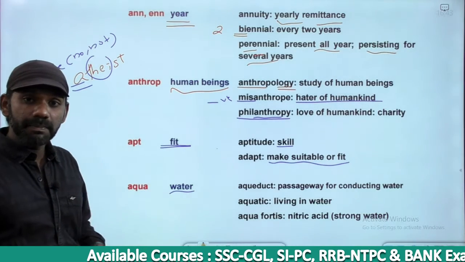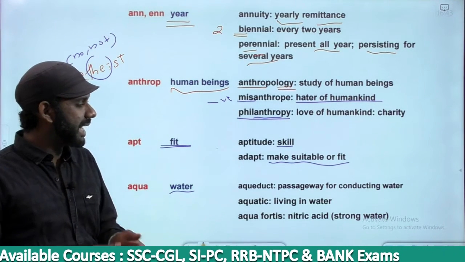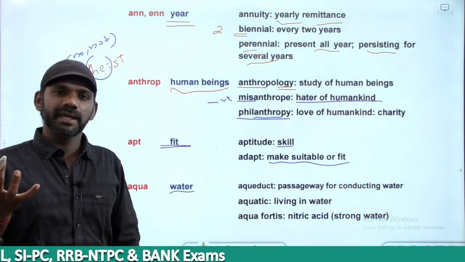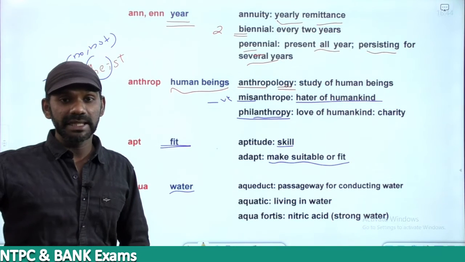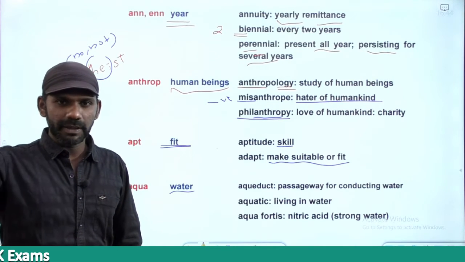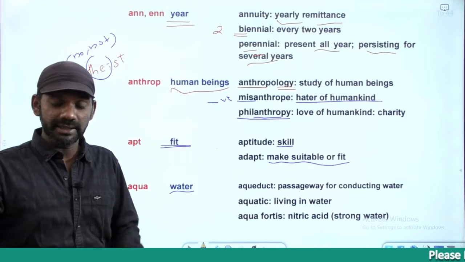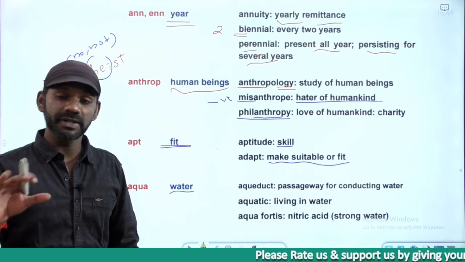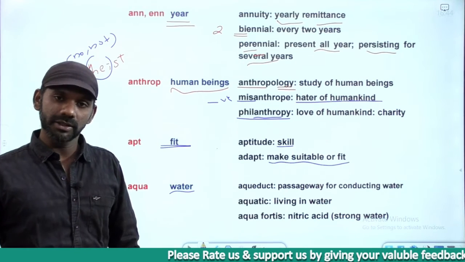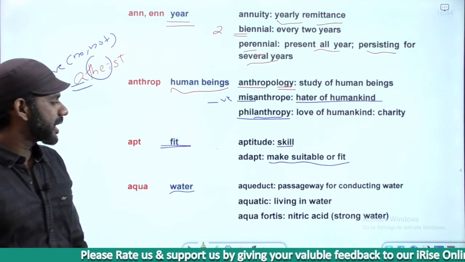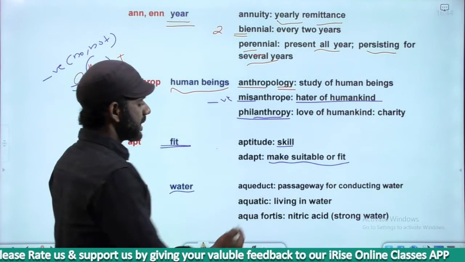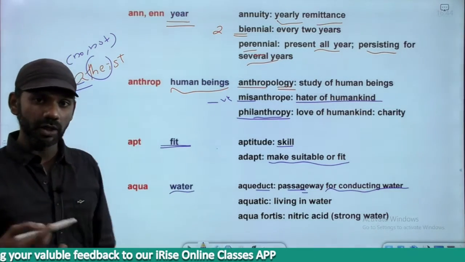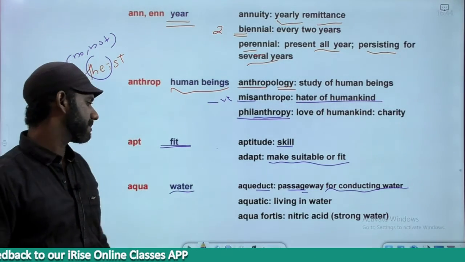Aqueduct, duct means a passage actually. A small, narrow passageway can be called a duct, through which farmers get water to their fields from the nearby river. They carve a passage from which they can get water from the river or the lake to their fields. Aqueduct: aqua refers to water, duct is a passageway. So a passageway for conducting water is termed as aqueduct.